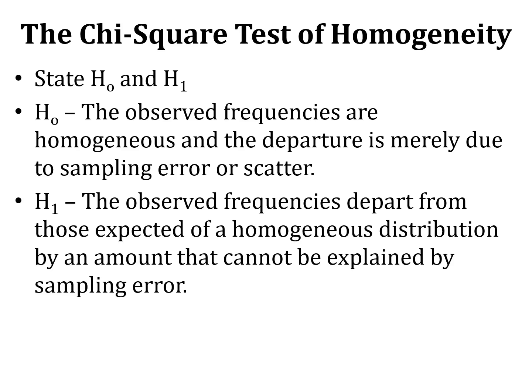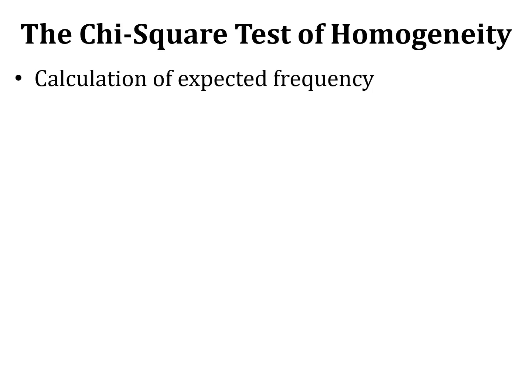And then the alternate hypothesis is that the observed frequencies depart from those expected of a homogeneous distribution by an amount that cannot be explained by sampling error alone. So in the alternate hypothesis, we are assuming that this difference is significant enough not to be accounted for only by sampling error. So these are our null hypothesis and the alternate hypothesis.